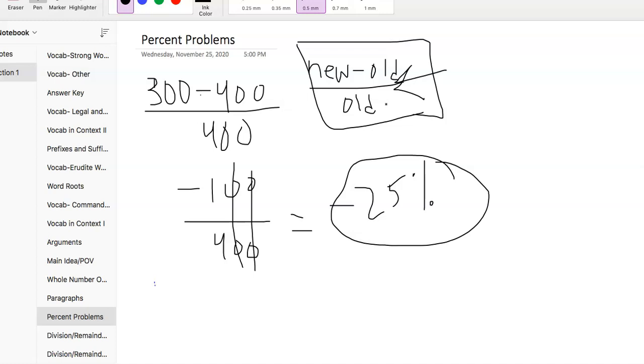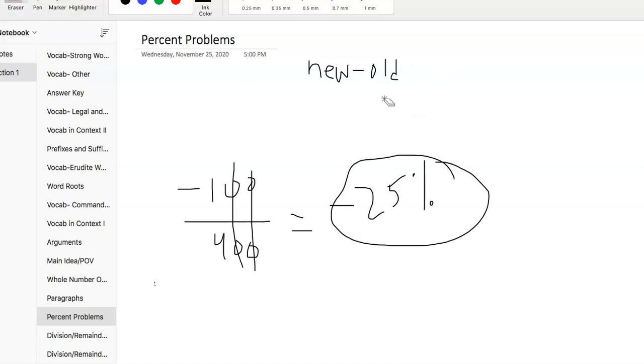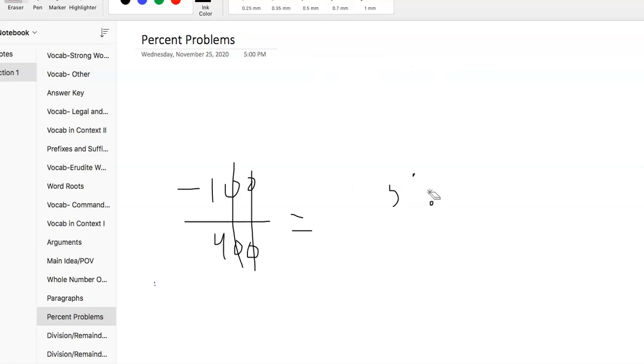not divided by new. If you divided it by new, then it would be 300 minus 400 divided by 300, and then we would get a different and sadly incorrect answer. So anyway, that's how we do this one. New minus old divided by old. Got to know that formula. That type of question will show up for sure. Some form or another, it'll be there, and so we got to know that formula.